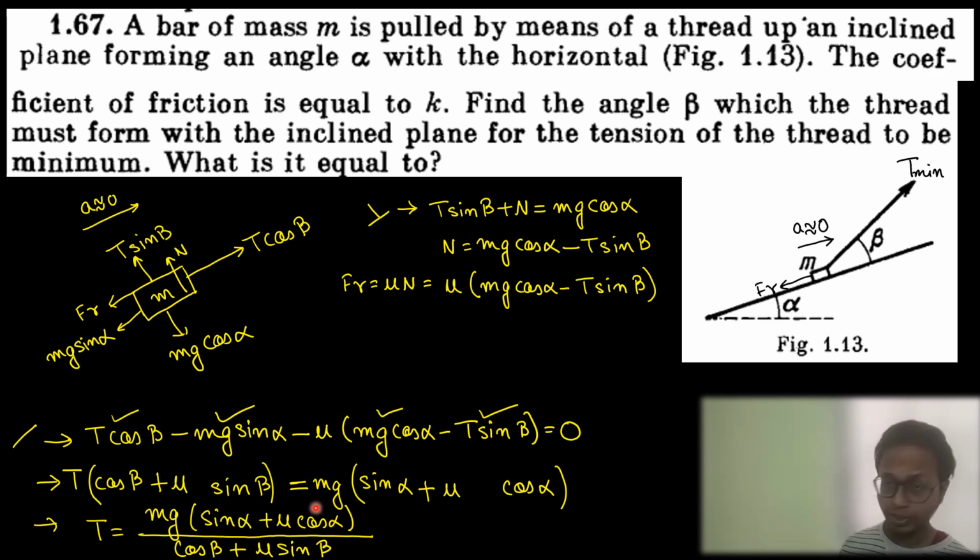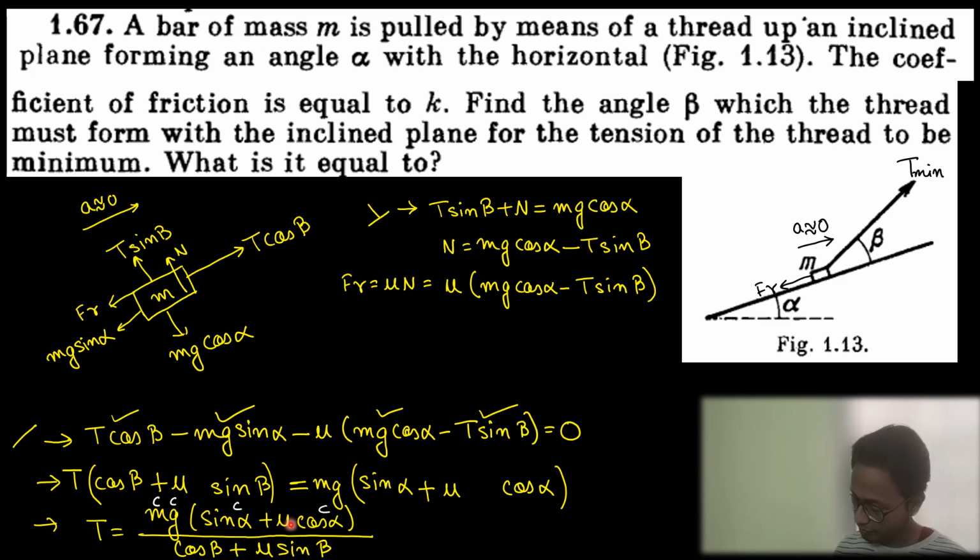So in this equation, what are constant and what are variable? Mass into g: mass is constant, because you cannot change the mass. G is constant. Out here, sin alpha: can the value of alpha in this inclined plane change in the question? No, I can only vary the value of beta. So alpha is also constant, and this value is also constant.